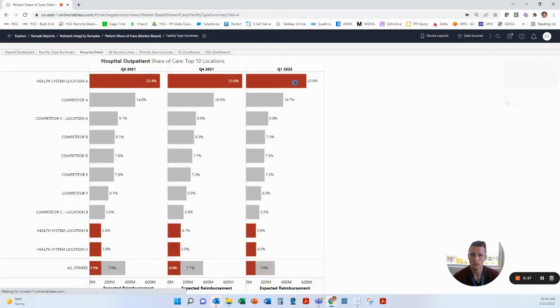Getting the specific hospital detail, maybe we're looking at just the top 10 locations from a hospital outpatient perspective. How are we performing at each of our separate sites of care? What do our competitors look like? And how is that ranking?